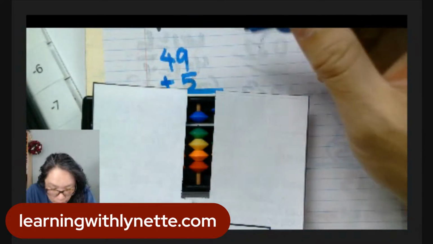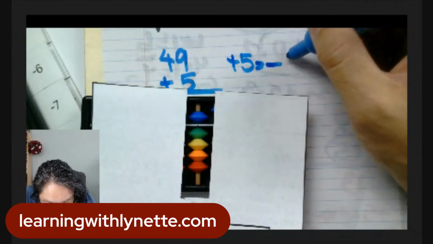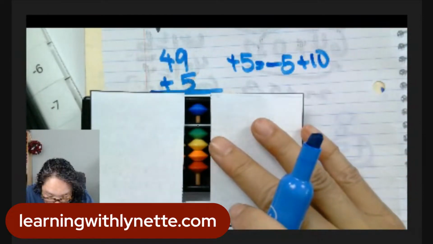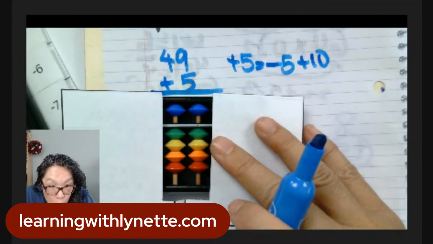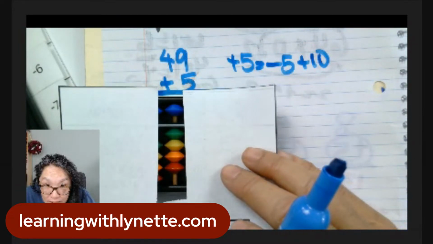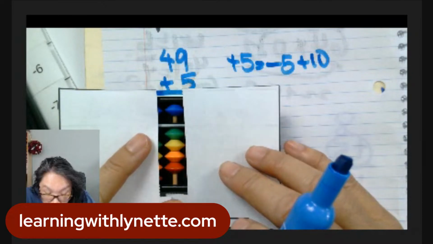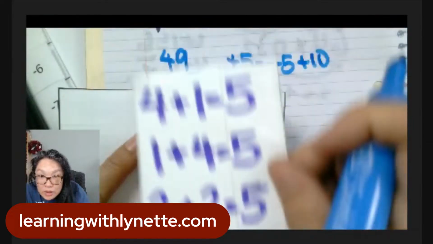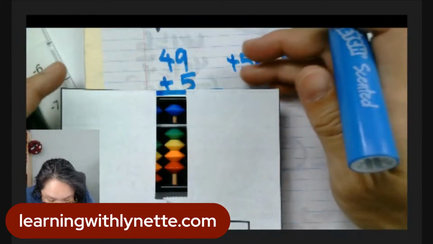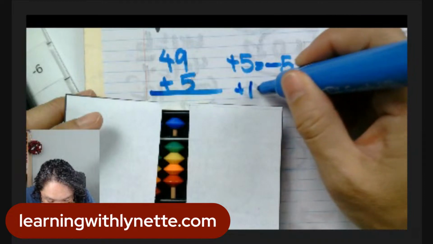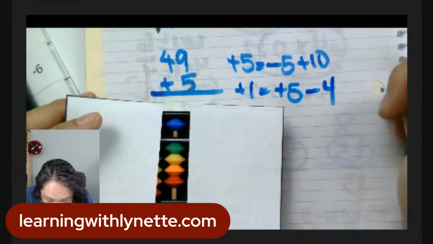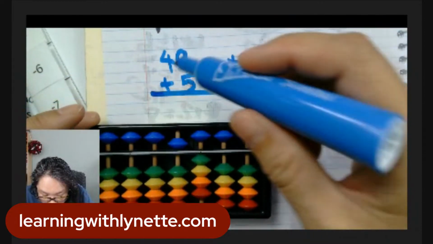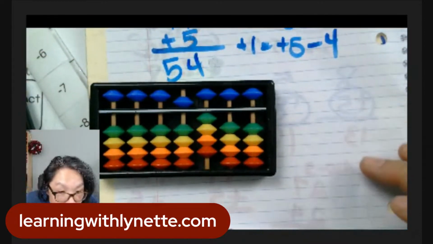What are we going to do? Well, adding the 5 is equal to minus the 5 plus the 10. Let's minus the 5. And again, we're going to add the 10. Wait a minute. We cannot add a 1. There are not enough beads to add the 1. We know what to do. We can use the 5. Plus 4 plus 1 is equal to plus the 5 minus the 4. My final answer is 54. It adds more dimensions to math.